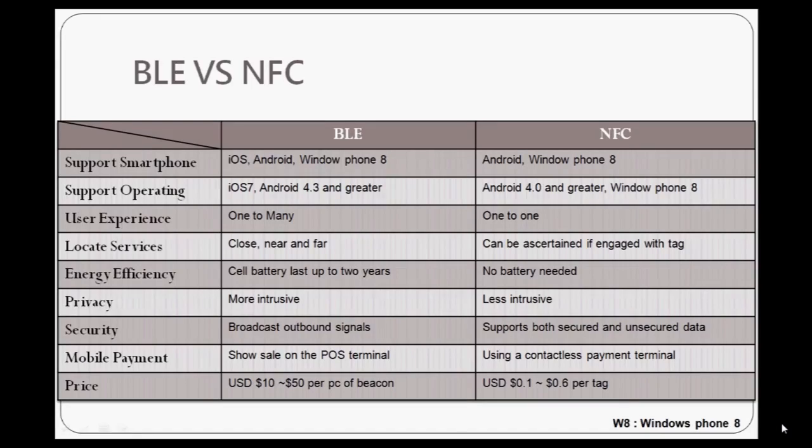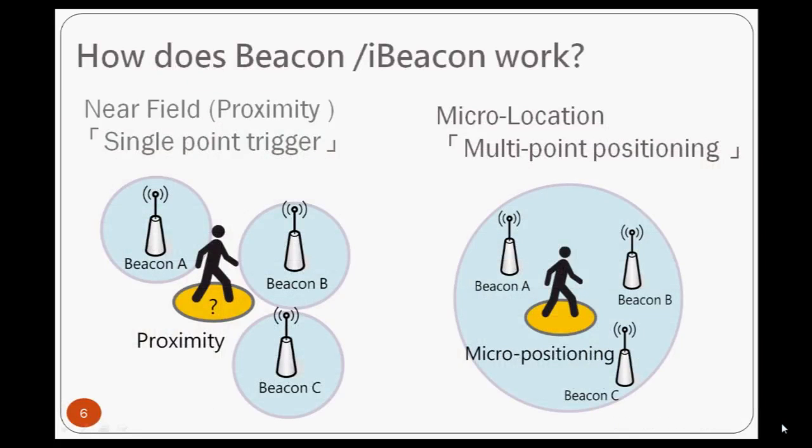Now that you understand the technology underneath Beacon, how does it work? There are two concepts you have to keep in mind. One is near field, which is also known as proximity, and the second concept is microlocation. The concept of proximity is beacon signals enabling interaction with mobile apps. For example, when you pass by a specific store, the beacon signal can trigger your app functionality to perform a specific action, like coupons or product information. In short, your position is only known if you are near a beacon.